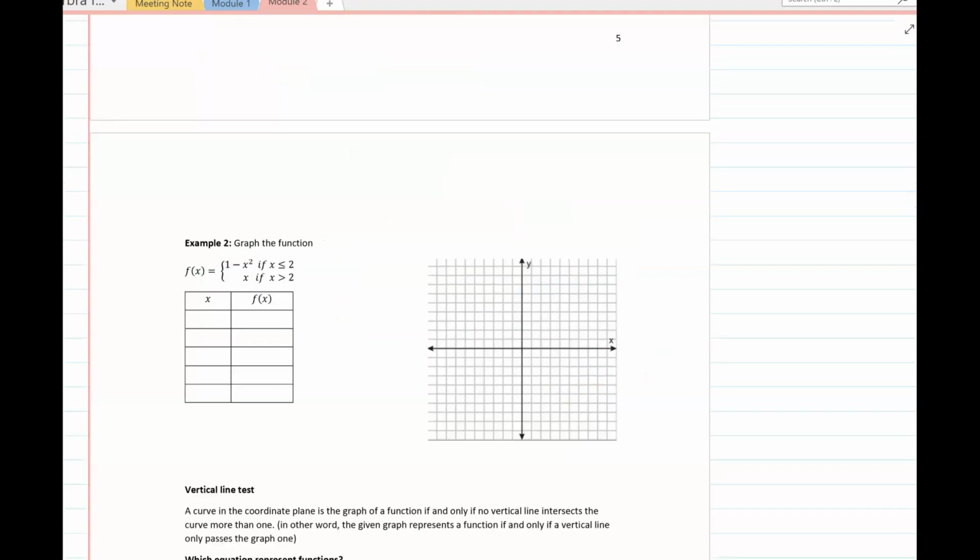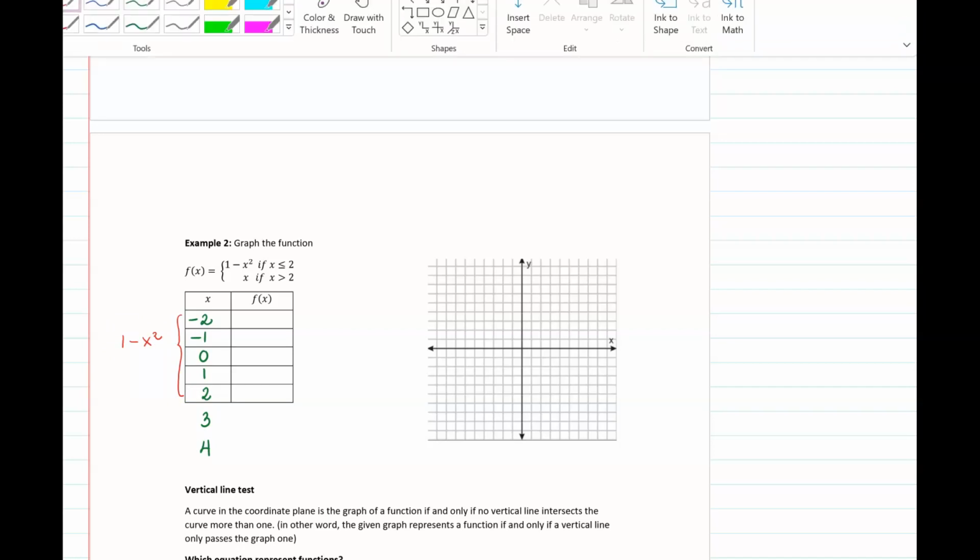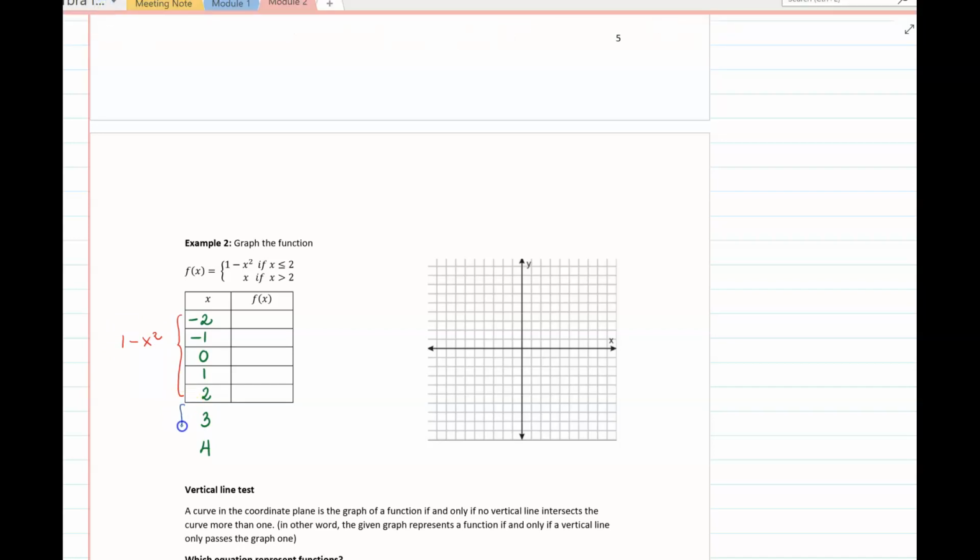We will choose the values for the table as follows: -2, -1, 0, 1, 2, 3, and 4. In the first part of the table, where x is less than or equal to 2, we use the part of the equation 1 minus x squared. In the second part, where x is greater than 2, f of x is equal to x. So let's calculate this.